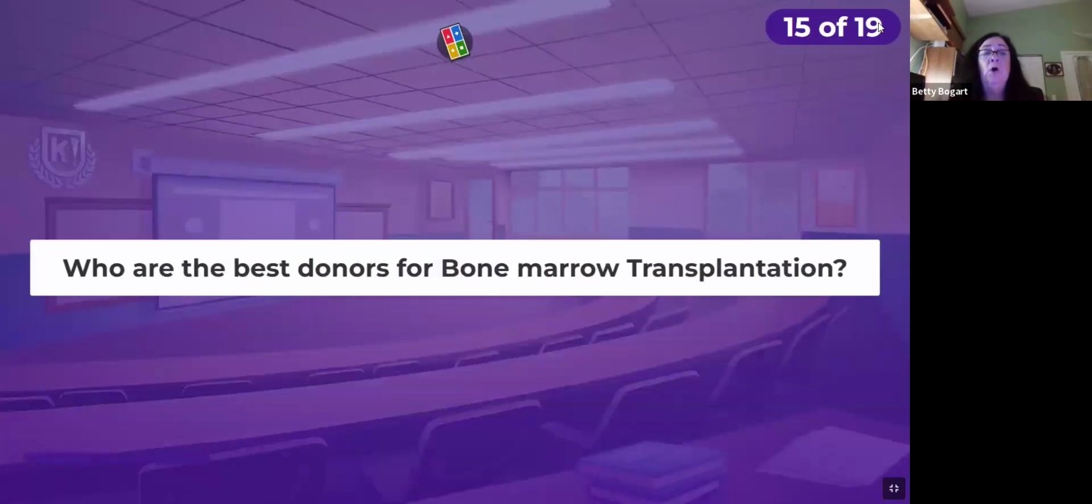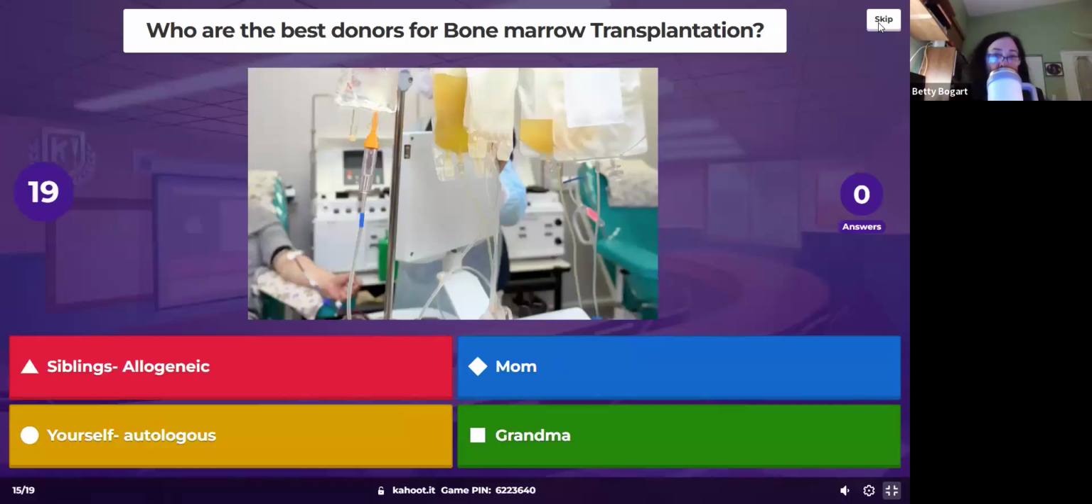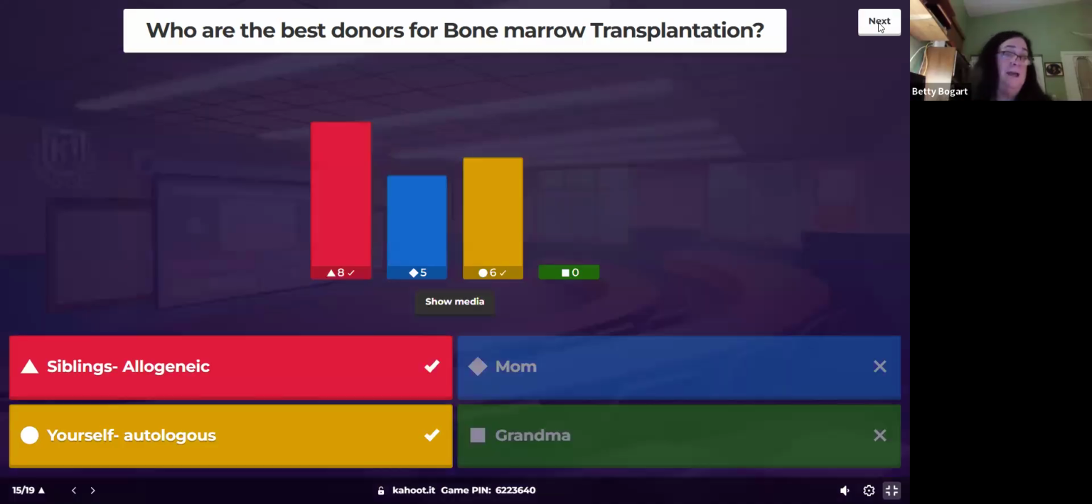Who are the best donors for a bone marrow transplant? So we know the best one is always automatically me, mine, I'm the best, right? But again, the second one would be siblings. Then it would go to mom and grandma and down the line. But number one, me or my brother and sister from the same mom and dad, that has the best chances.